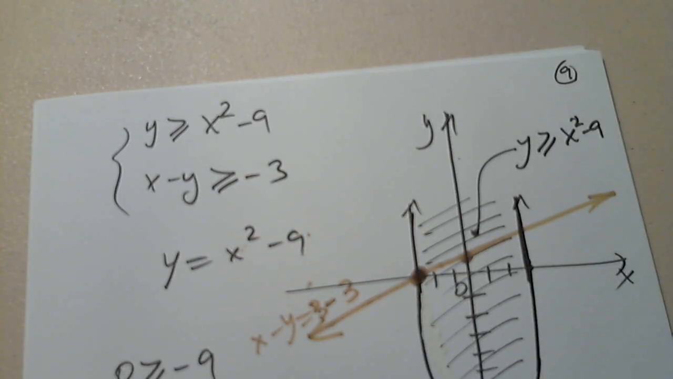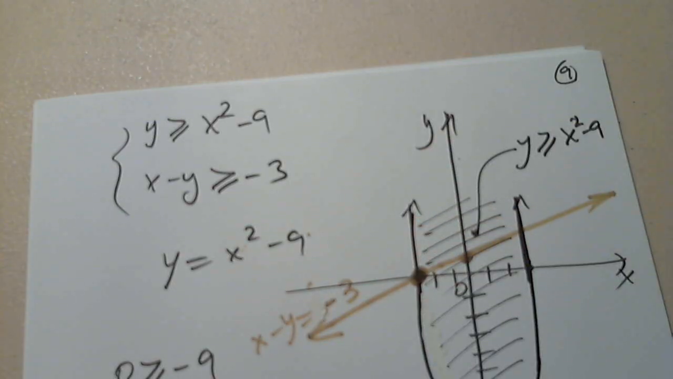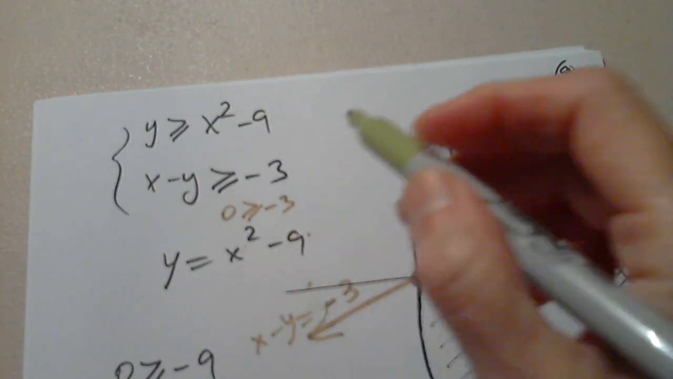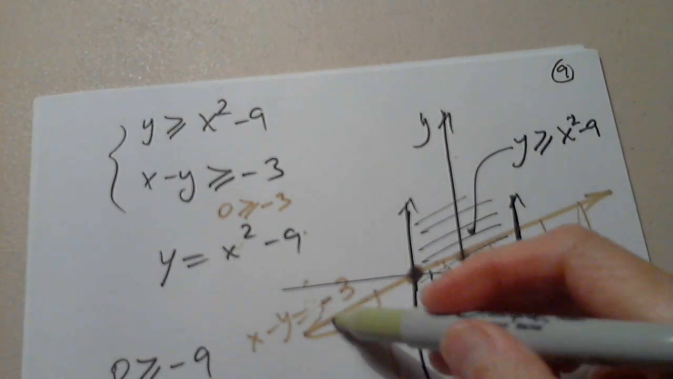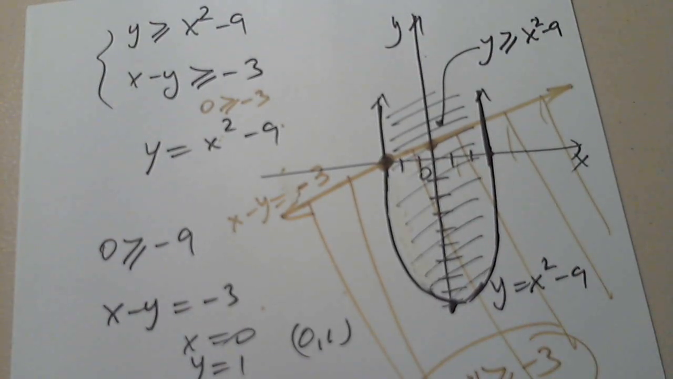Good. This line divides the entire plane into two regions, above and below. The below contains the origin. I am going to use it. 0 greater than or equal to negative 3. Yes, that's true. So this is x minus y greater than or equal to negative 3.